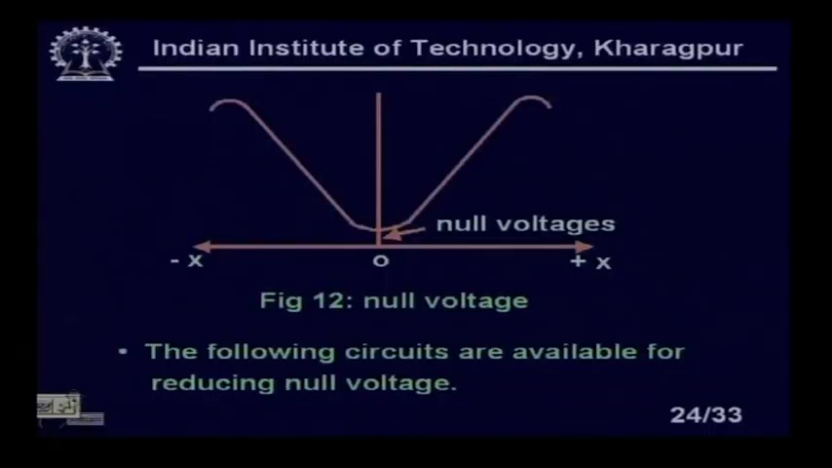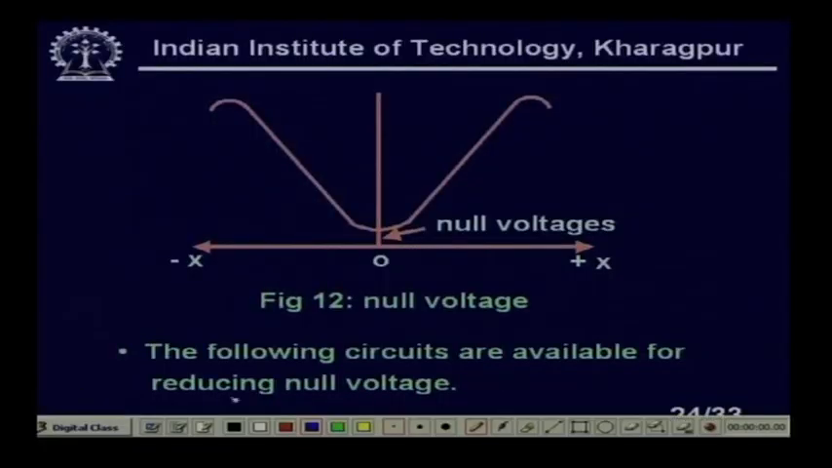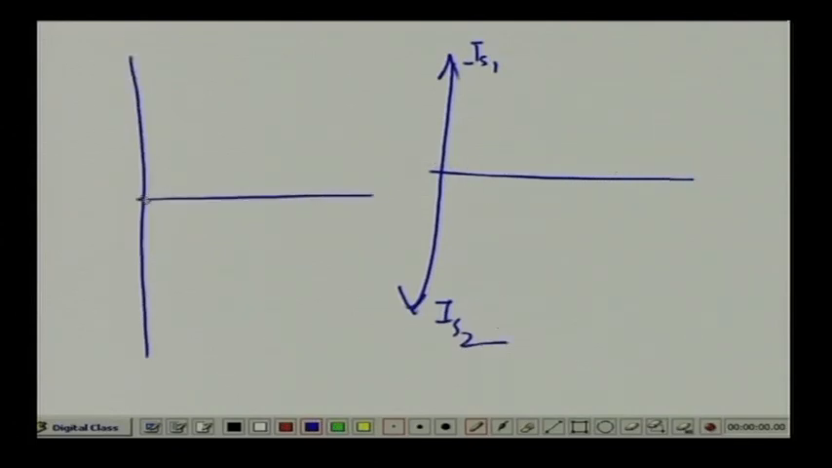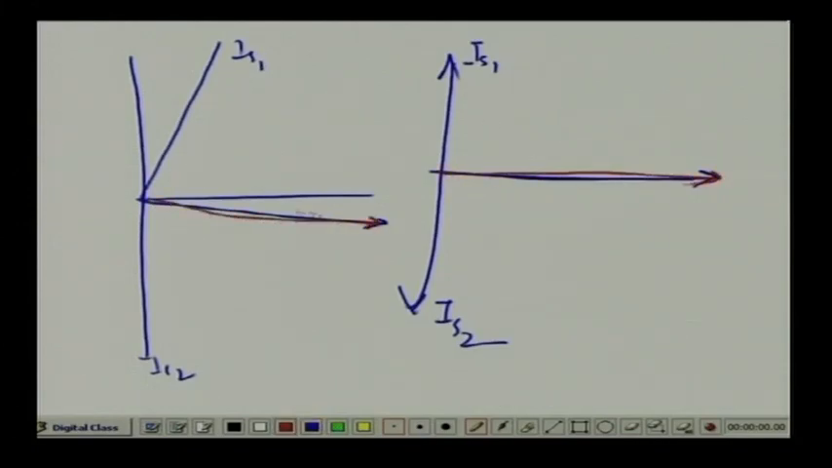Actually, if I look at the vector diagram, it looks like this. The two secondary currents, Is1 and Is2, should be like this, and if these two cancel, the resultant is zero. But due to mismatch, one will be like this and the other like this, Is1, Is2, so the resultant will go like this. If I take a different color, in this case the resultant will go like this, whereas in the ideal case it will go like this. So clearly I am getting non-zero voltages, right.